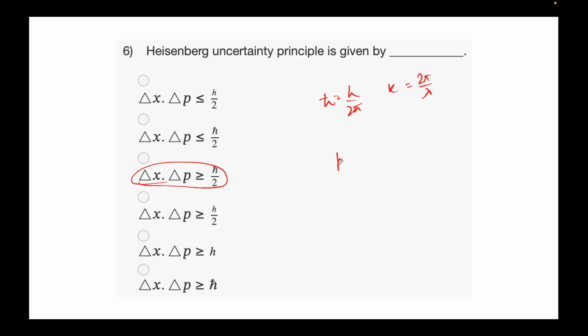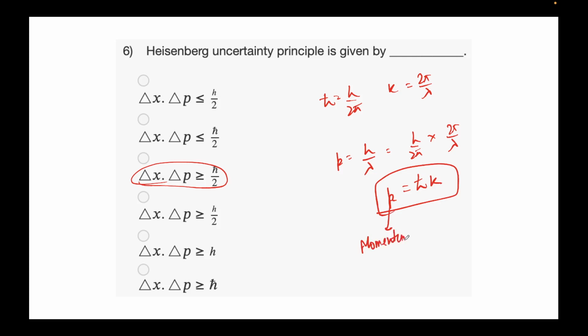So we saw that p equal to h by lambda. So I can write it as h by 2 pi, multiplied and divided by 2 pi by lambda. This is nothing but your h cut. This is nothing but your k. This is also one of the very famous relations in quantum mechanics: p equal to h cut k. p is your momentum, h cut is your Planck's constant, also known as reduced Planck's constant because it's divided by 2 pi, and k is nothing but your wave vector.